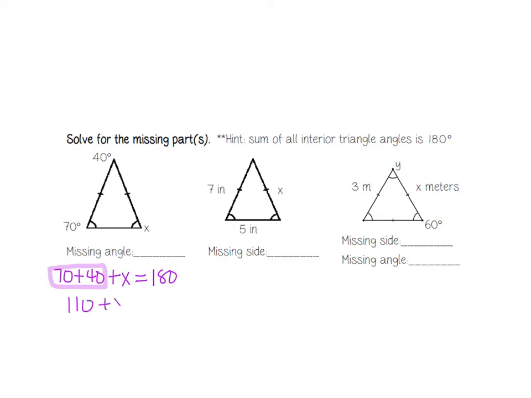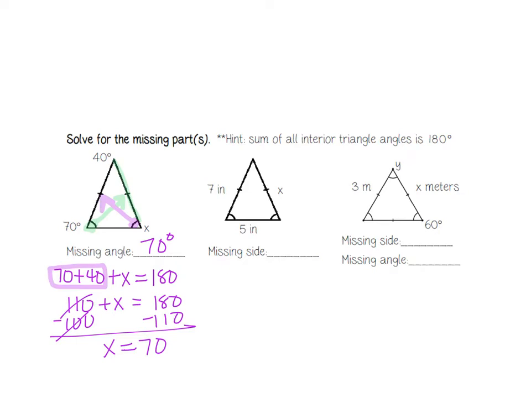110 plus x. I subtract 110 from each side because it is an equality, I have to do the same thing. These cancel each other out. I've isolated the variable, and I am left with 70. Now, that was a long way to get to the point that this angle right here is making that side, and since it is a congruent side, this angle right here would be making that side. So since they're congruent, they would be the same measure. But we just did the math to prove it.